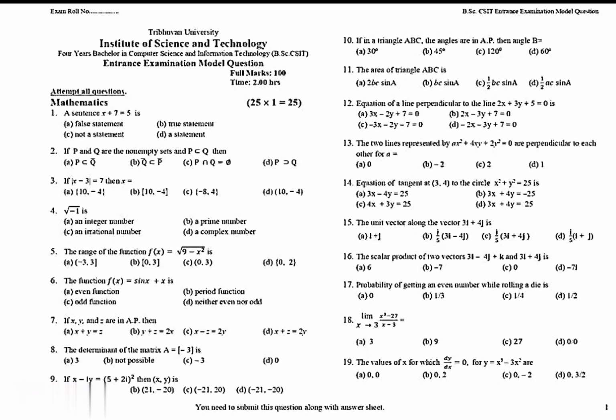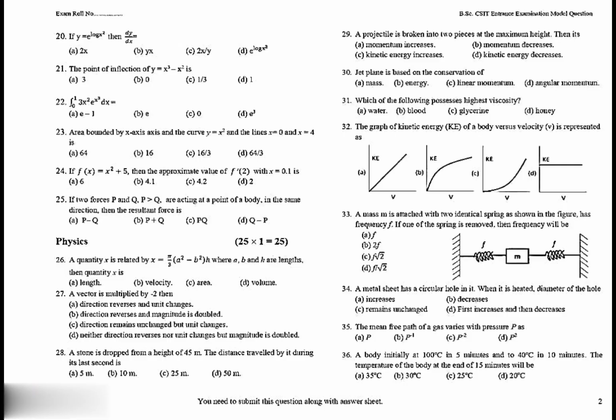Question number 19. The value of x for which dy upon dx equal to 0 for y equal to x cube minus 3x square are A. 0, 0, B. 0, 2, C. 0, minus 2, D. 0, 3 by 2. Question number 20. If y equal to e power log x square, then dy upon dx equal to A. 2x, B. yx, C. 2x upon y, D. e power log x square. Question number 21. The point of inflection of y equal to x cube minus x square is A. 3, B. 0, C. 1 by 3, D. 1. Question number 22.